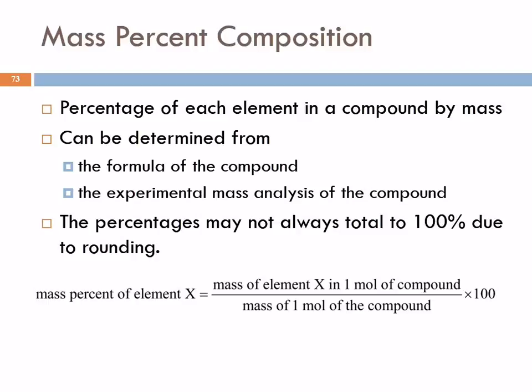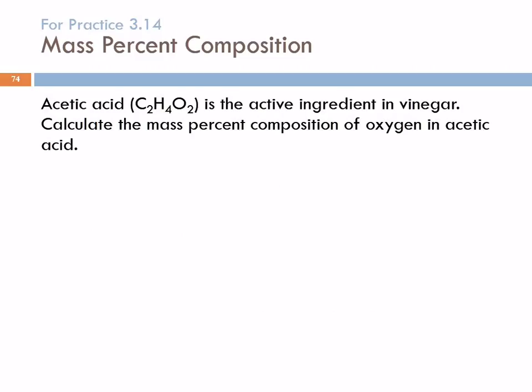So we can find percent composition from a formula. We can also find it by analyzing the different elements, and we'll be doing that in one of our labs. You can take an existing compound, break it into its elements, find their masses, and calculate the composition that way. Can you do a quick example of this? Yes, I can. How about this one?